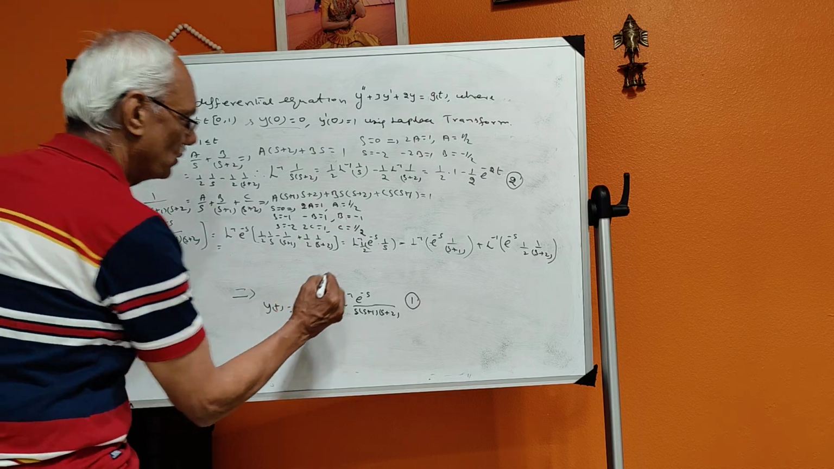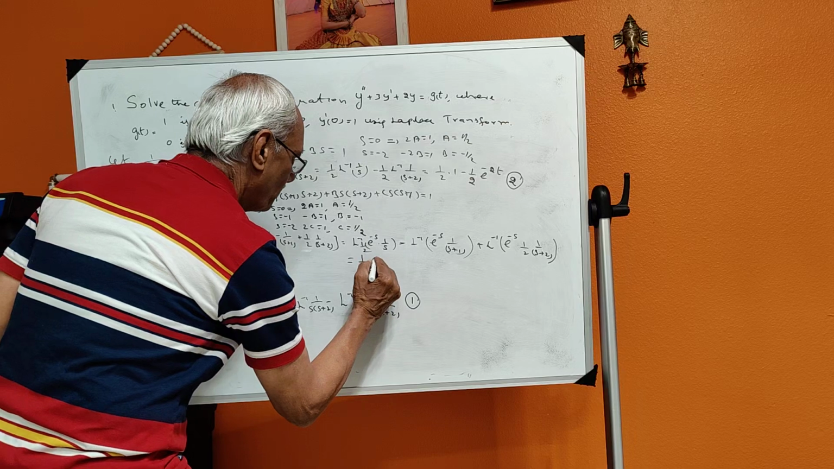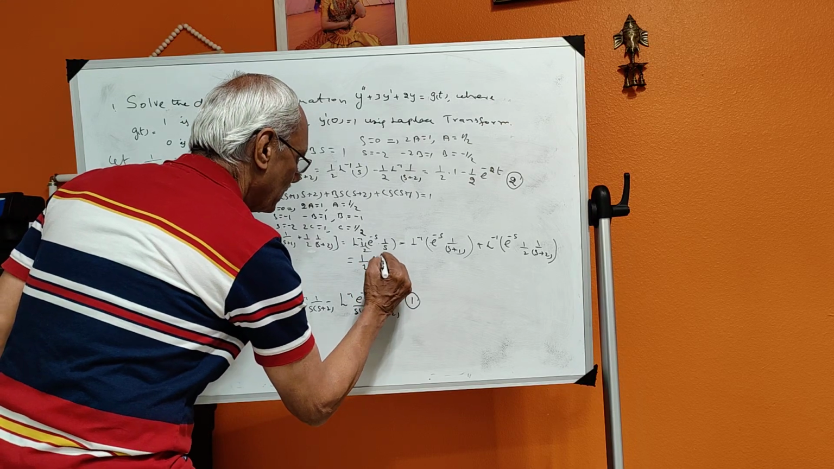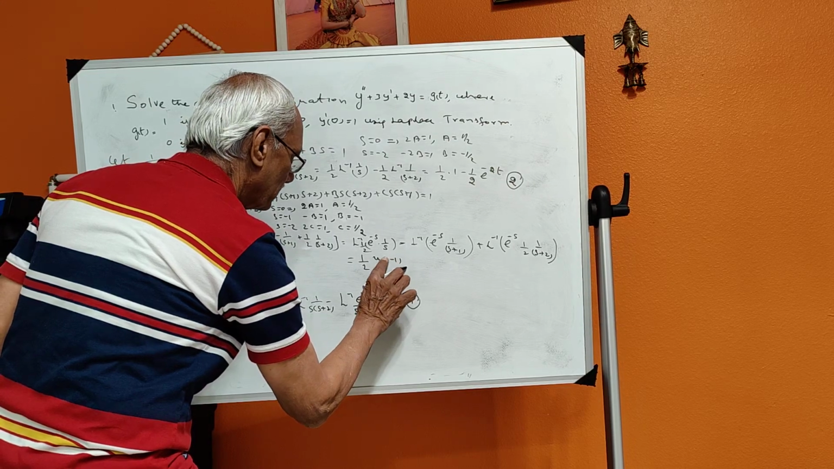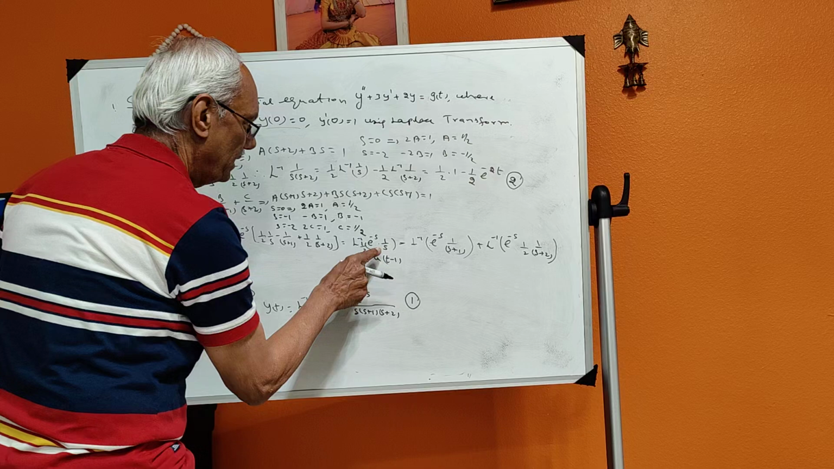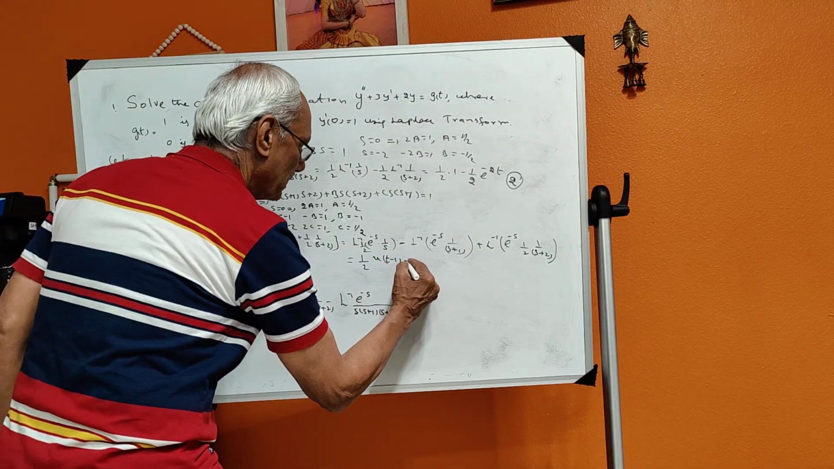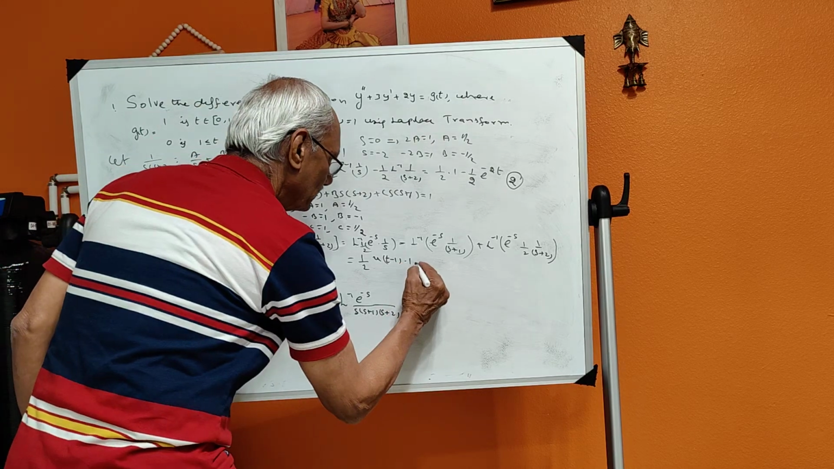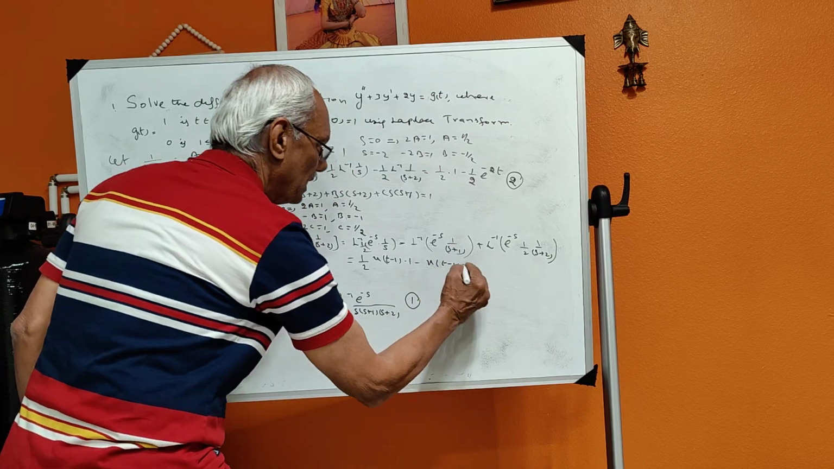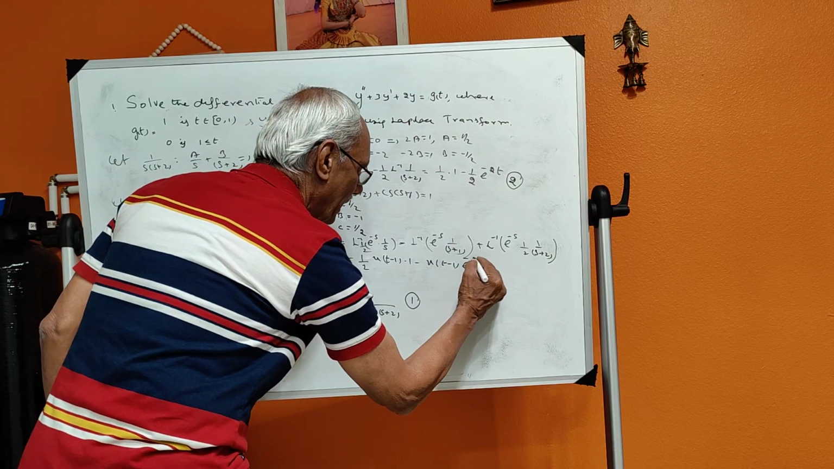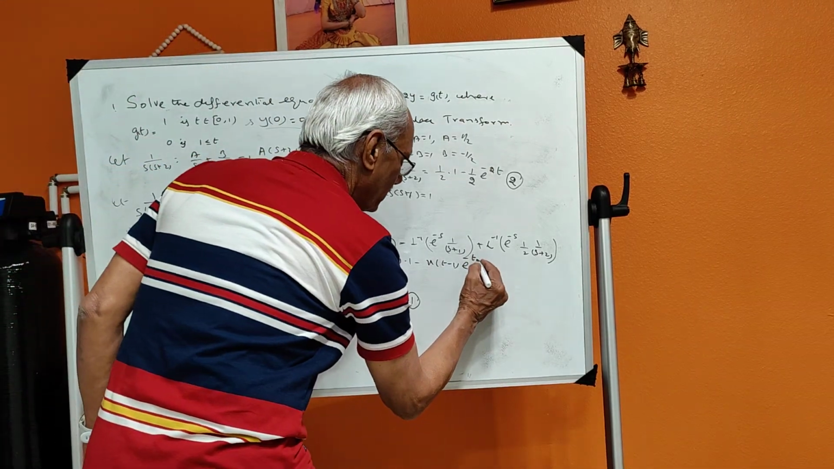So this is nothing but half can be taken outside. This e to the power of minus s is nothing but your step function. The inverse of it is u of t minus 1, and the inverse Laplace transform of 1 by s is 1, minus u of t minus 1. Inverse transform of this is minus t, but the step function is coming, therefore t minus 1.